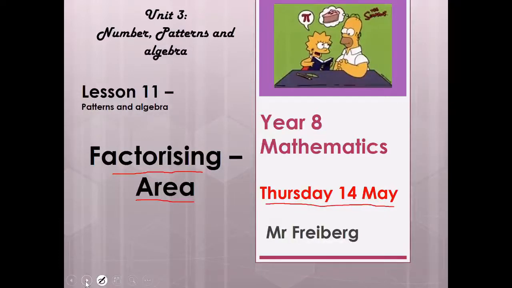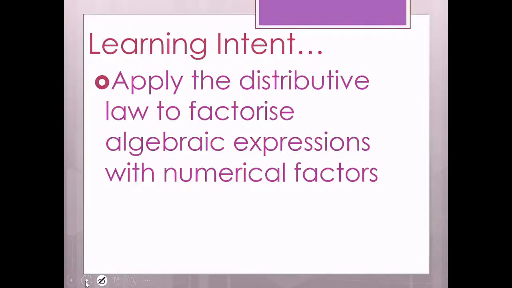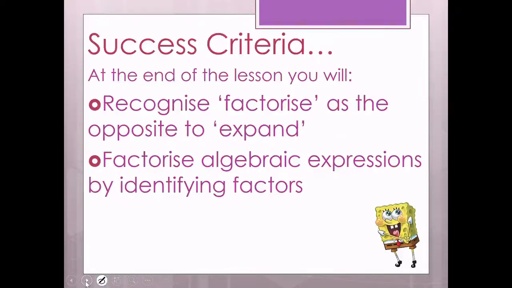For example, the learning intent you need to write down says, apply the distributive law to factorise algebraic expressions with numerical factors, and we'll be particularly looking at the area of a rectangle today. The success criteria is to revise that the idea of factorise is the opposite of expanding. That's why we're doing things like dividing. And then to factorise algebraic expressions by identifying factors.